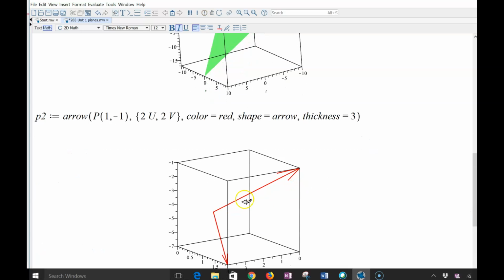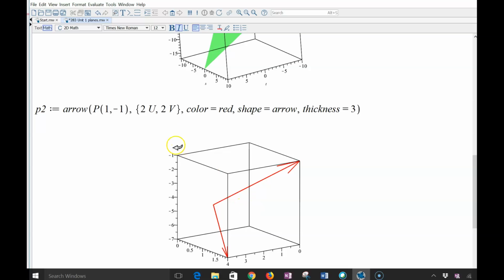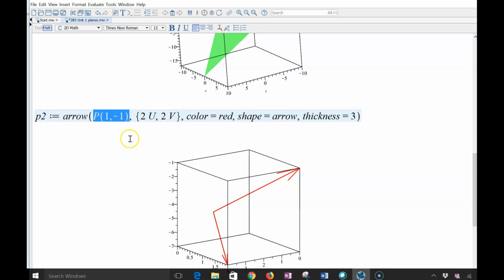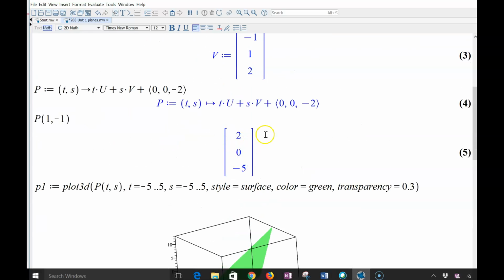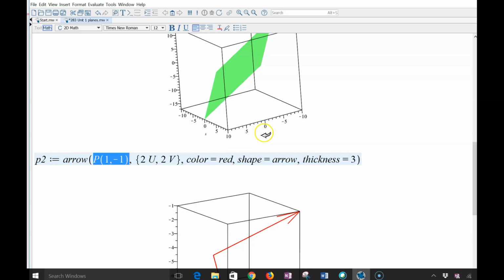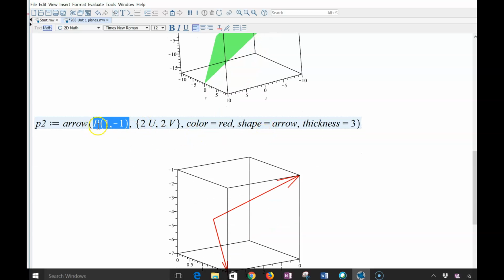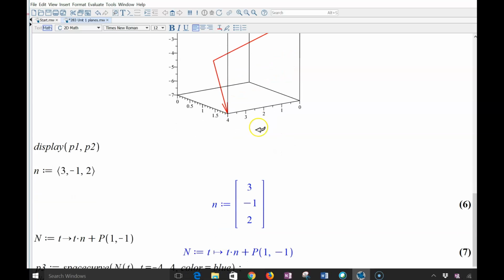So it's giving me 2 vectors. All right, now what did I do here? I'm basing these vectors at the point that we get by plugging t equals 1 and s equals negative 1 into that parameterization. What point is that? It's the point 2, 0, negative 5. All right, and it's basing the vectors there. Then I put a set of 2 vectors. I did 2 times u and 2 times v just to make them come out a little bit bigger.